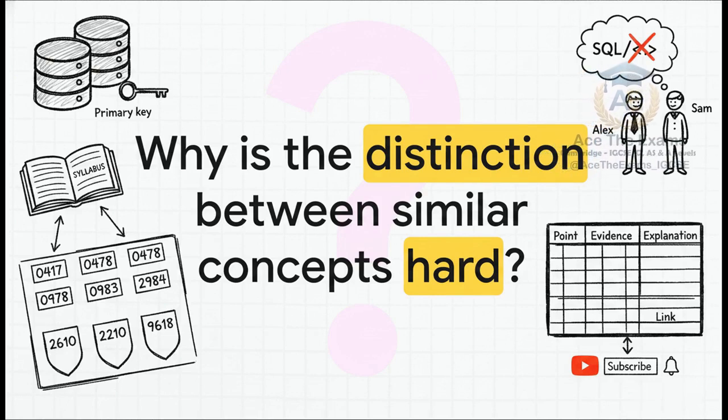Top students structure every single written response using PEEL. They make their point about the constraint, provide evidence by writing the specific SQL DDL syntax, explain the technical impact of that constraint on the database's integrity, and finally, they link it back to the specific context of the question.